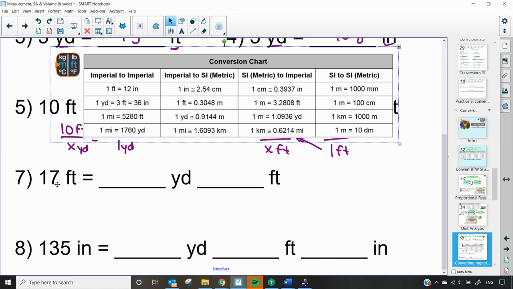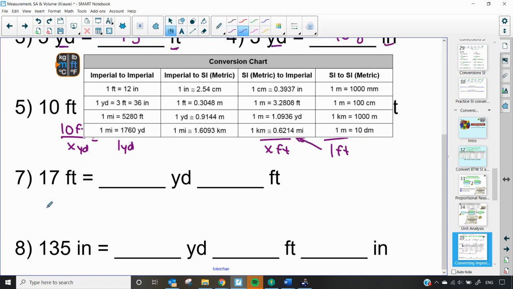So for the first question, we're going from 17 feet to yards and feet. Well, first of all, if I'm going from feet to yards, this is a smaller unit going to a bigger unit, my number should get smaller. There's 3 feet in a yard, so I'm going to divide by 3 feet per yard. And when I do that on my calculator, I'm going to get 5.6666 and so on repeating.